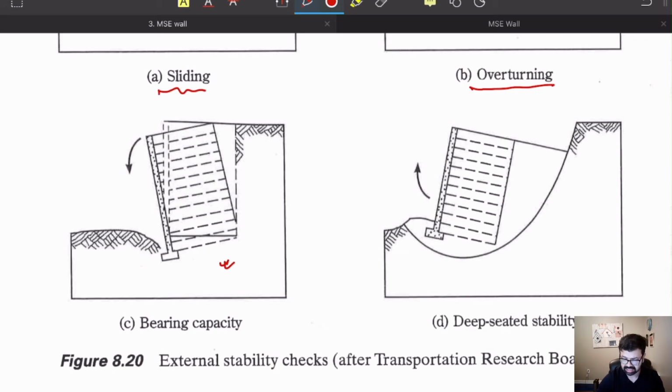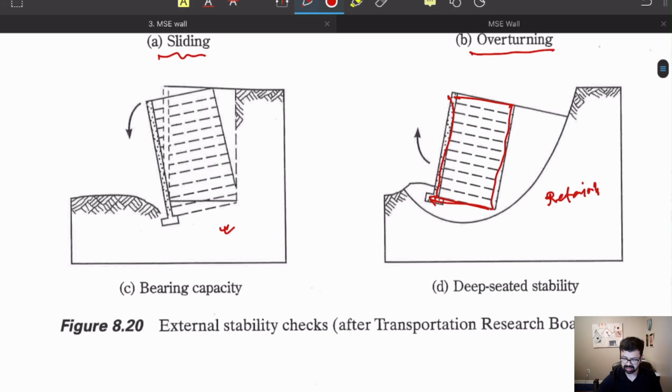And the last one is the deep-seated stability. It has no connection with the internal stability of the problem. The size of the wall is within limit, but here we are sitting on the retained backfill. If there is a global stability concern, then the retaining wall itself is not going to work, and at the same time we have to add some additional reinforcement. So that's pretty much it for the external stability.